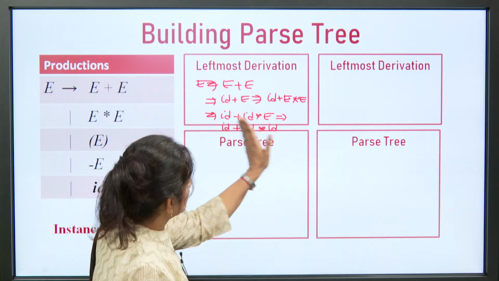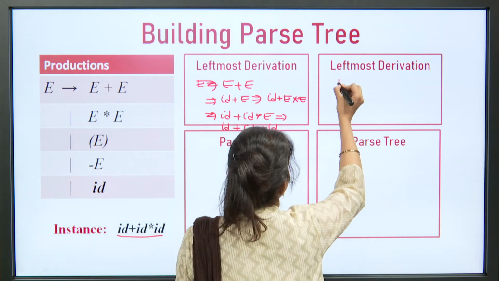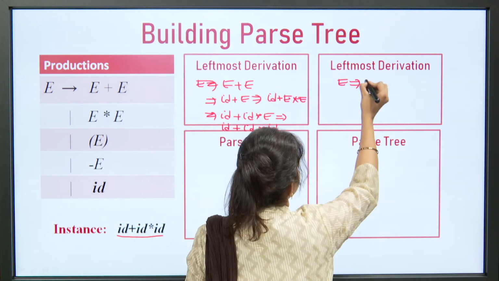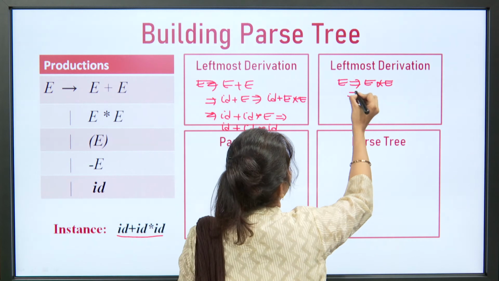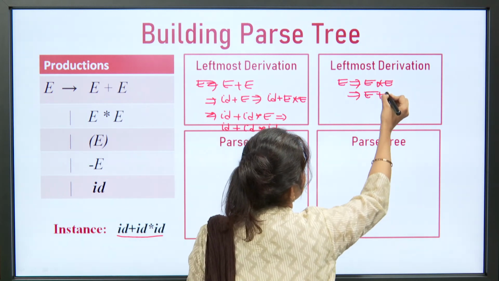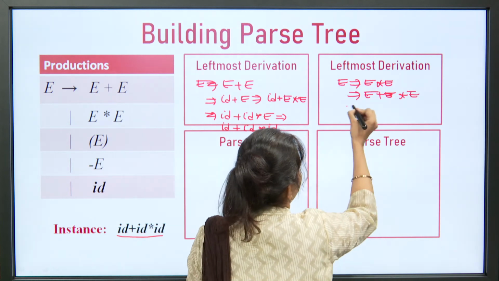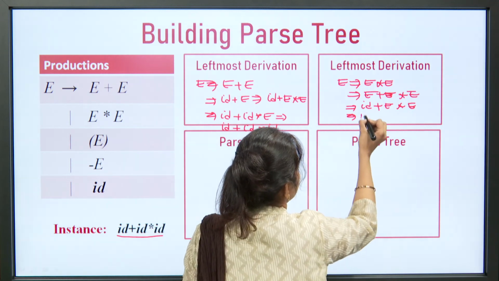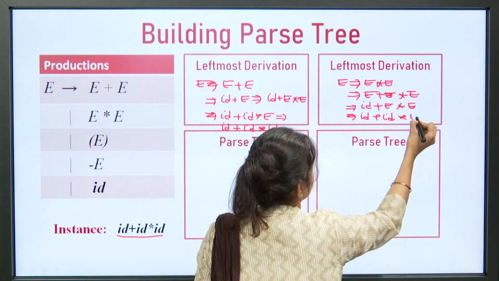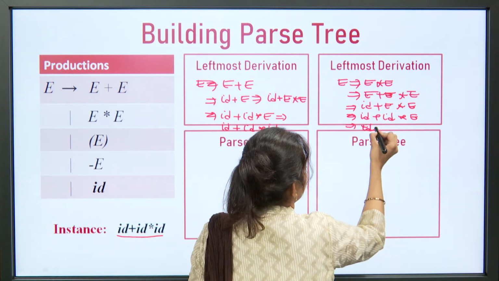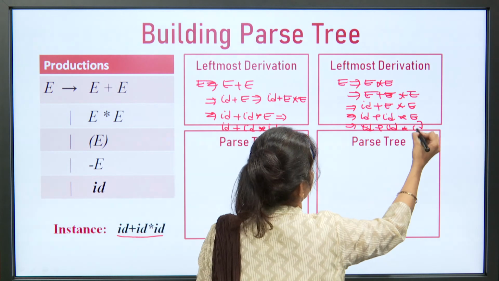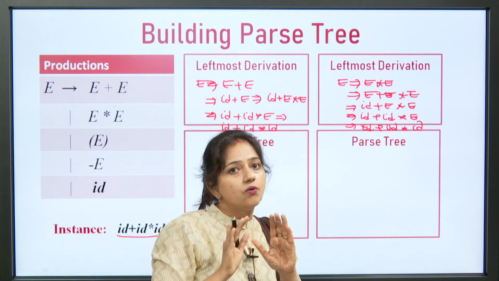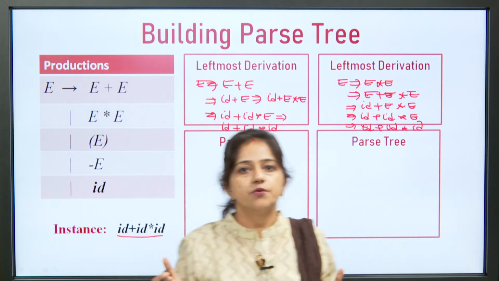Similarly, there is another possibility for getting the same derivation. Here we use the first alternate first, E plus E. Now, we can start with E derives E multiplication E. Now, we can write in place of this E plus E multiplication E, and then we will replace the E's one by one with ID. So first this E, then ID plus ID multiplication E, and then ID plus ID multiplication ID. So for a single instance, if you are focusing on leftmost derivation only, there are still two different leftmost derivations.